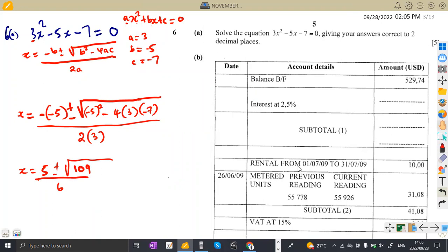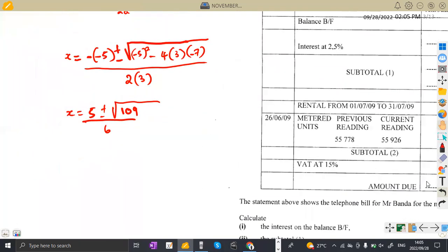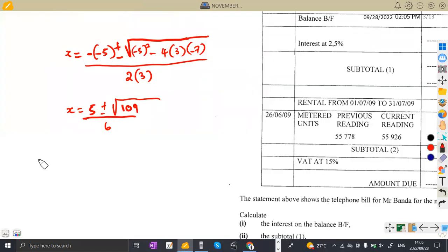So from this part, guys, we can actually separate this because we're now having a single square root. So you can have x being equal to 5 plus square root of 109 over 6, or another x which is being equal to 5. Now we are separating because this is a plus or a minus. So we are now separating the other one to be a minus, so to be 5 minus square root of 109 over 6.